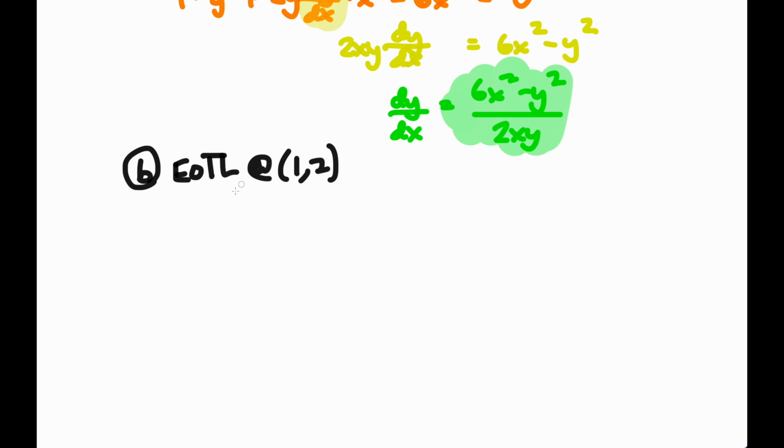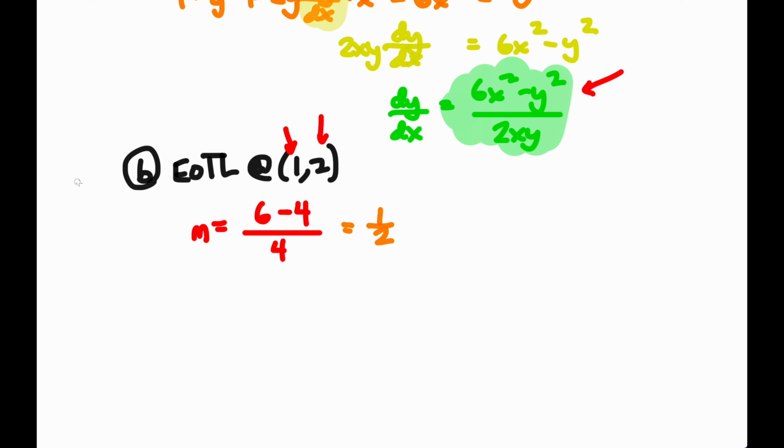Okay, so first thing I'm going to do is find my slope. To find the slope of this equation of the line, I'm going to use my slope equation, which is just the derivative. So it's going to be 6 times 1 squared is 6, minus y squared is 4, because this is my x and this is my y, divided by 2xy, which is just 4. So the slope for this ends up being 1/2.